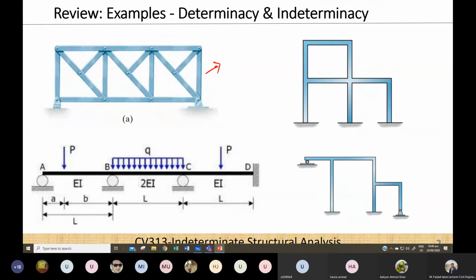सर ये राइट पे फिक्स सपोर्ट है। This is a roller and this is a hinge. So, what is the external determinacy? Is it determinate or not?